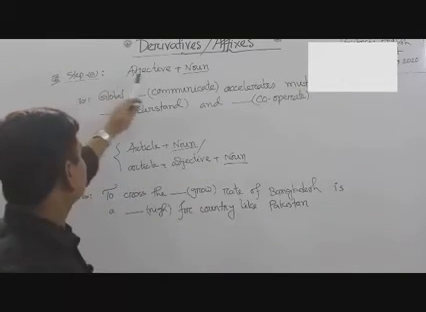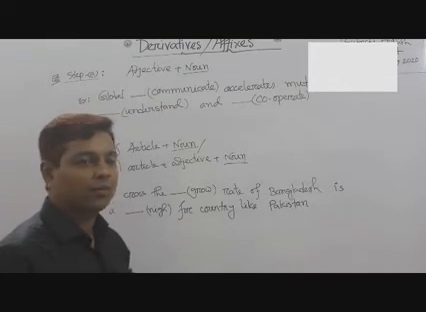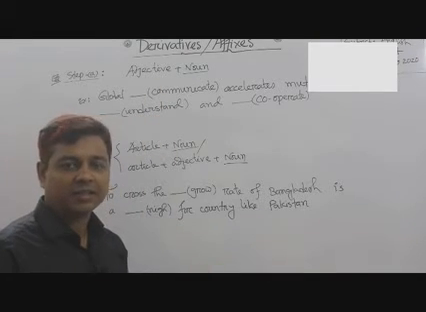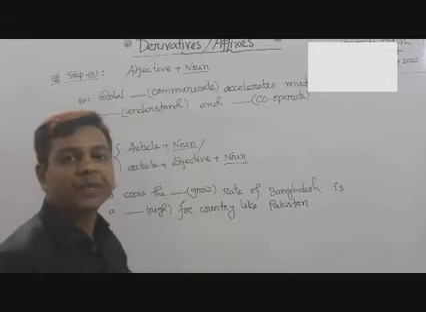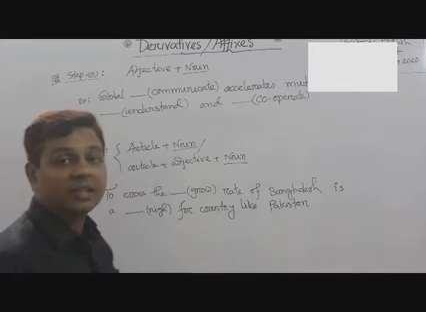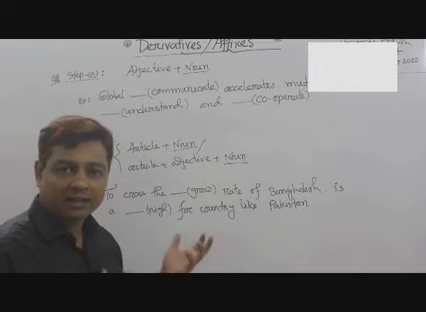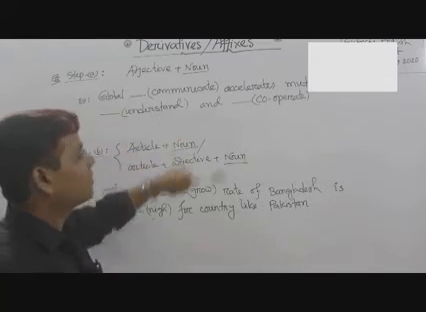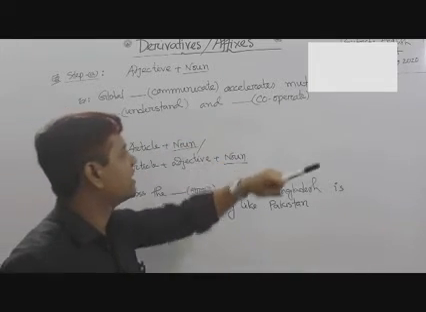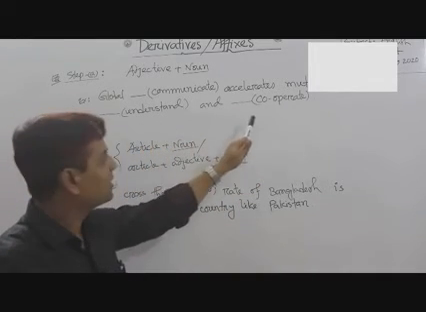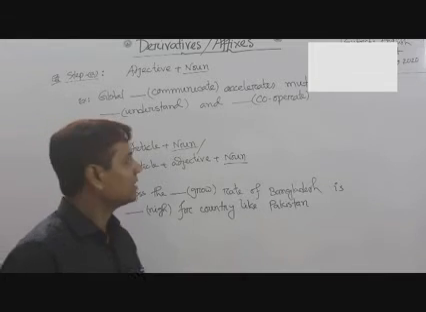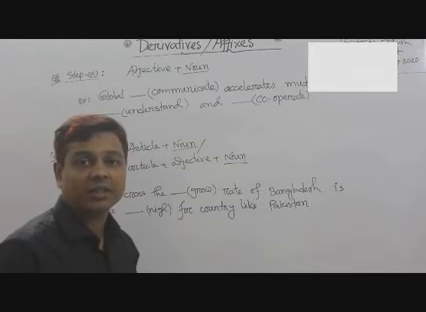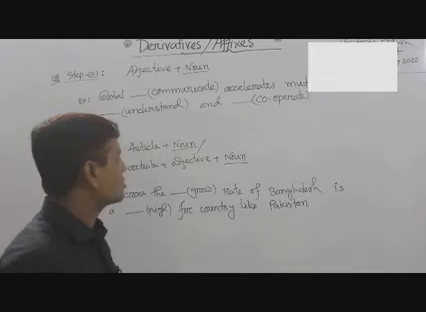In the first stage, or step 1, adjective plus noun. That means if you get any blanks just after an adjective, you have to use nouns there. Mostly nouns are used just after an adjective. Let's go through an example where noun can be used after adjectives. In the example, global dash (communicate), accelerate, mutual dash (understand), and dash (cooperate). Here in this sentence, there are 3 blanks, and we will see whether nouns can be used there or not.